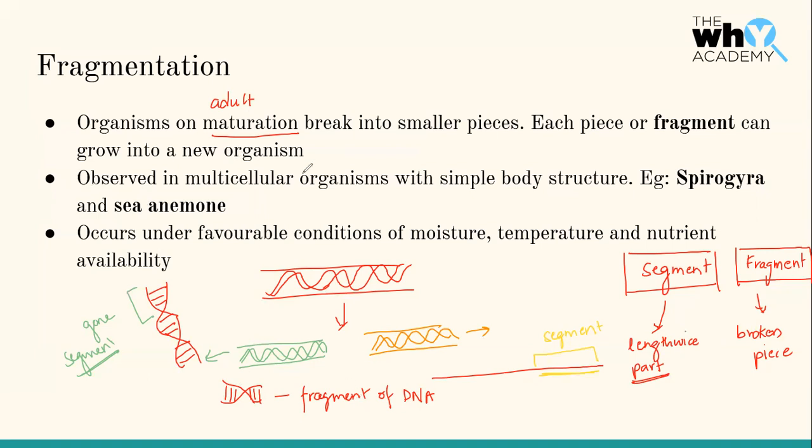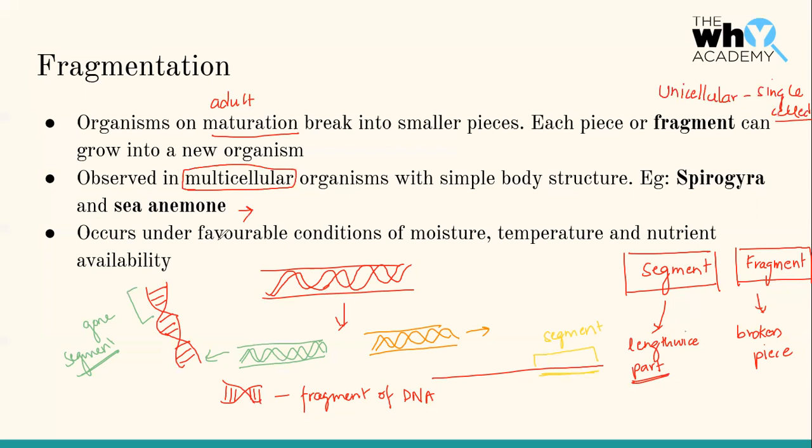So this is observed in multicellular organisms, right? Again, important: fission is seen in unicellular organisms. Unicellular is nothing but single-celled organism. We have done all this in 9th standard. Multicellular is many cells. So this is seen in multicellular organisms with a simple body structure. Examples are Spirogyra and sea anemone. Sea anemone is also a creature of the sea. I can't explain it in a simpler way.